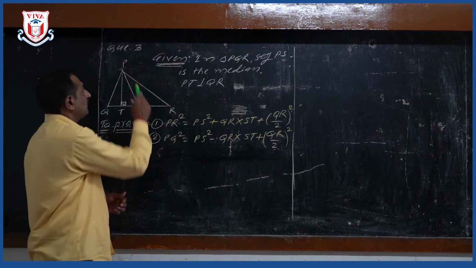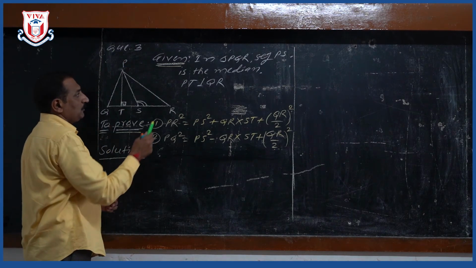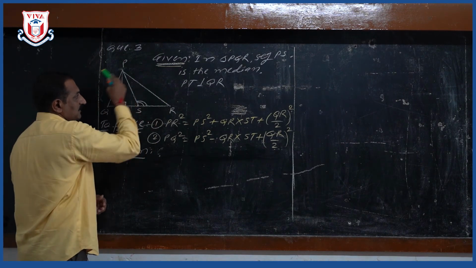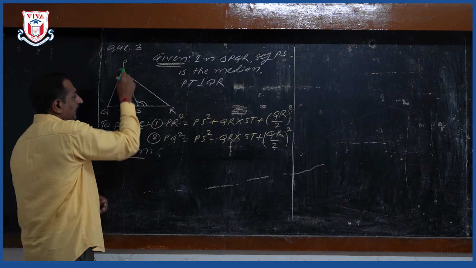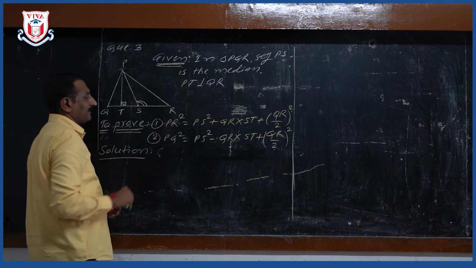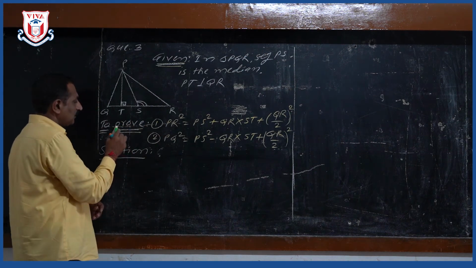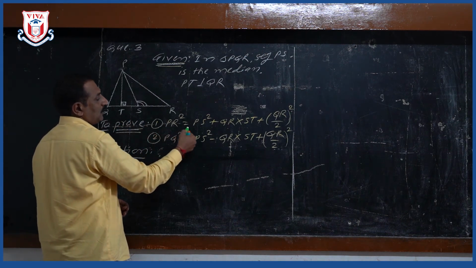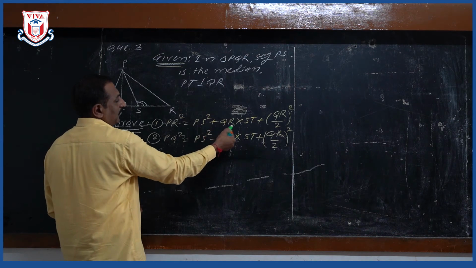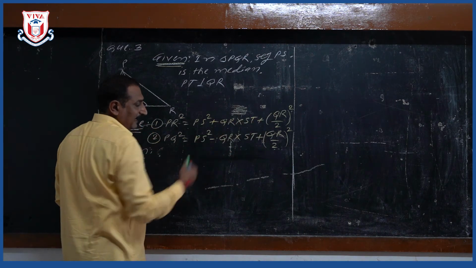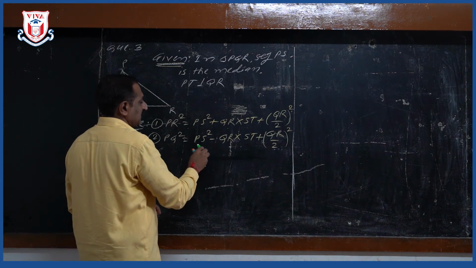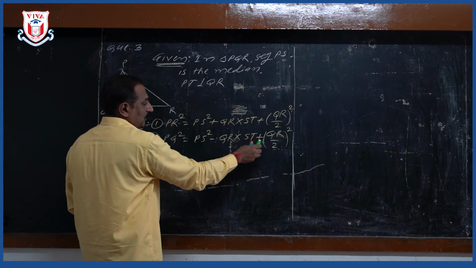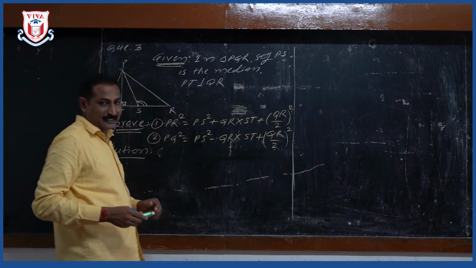Now the question number 3, in which triangle PQR is given, segment PS is median, again PT perpendicular to QR. From that, prove that first, PR square is equal to PS square plus QR into ST plus QR by 2 bracket square. Second, PQ square is equal to PS square minus QR into ST plus QR by 2 bracket square.